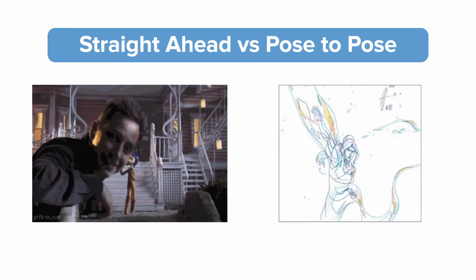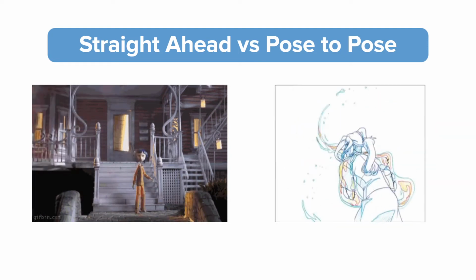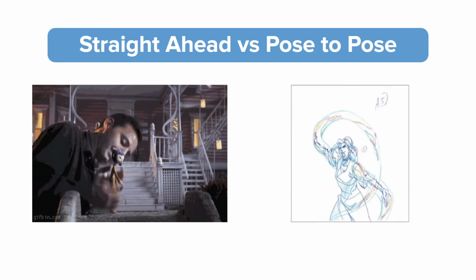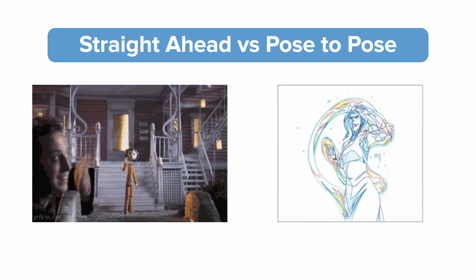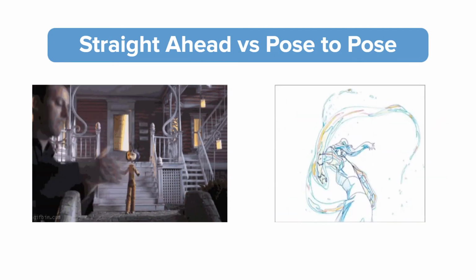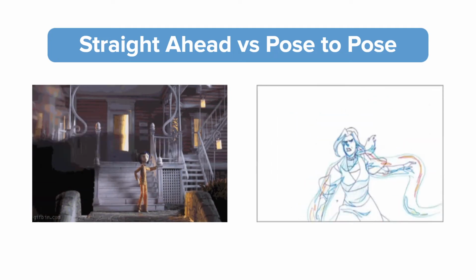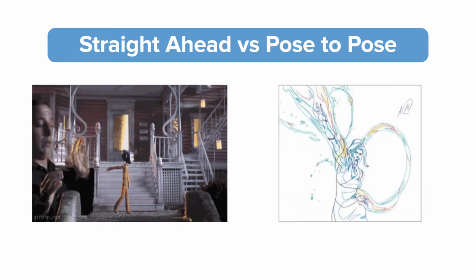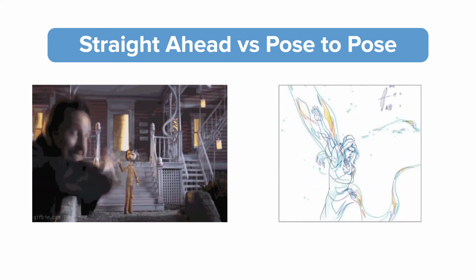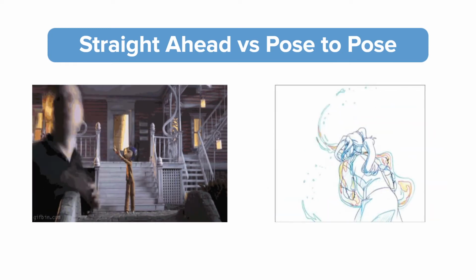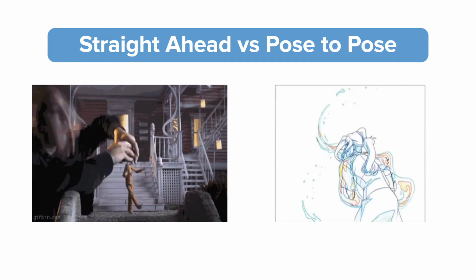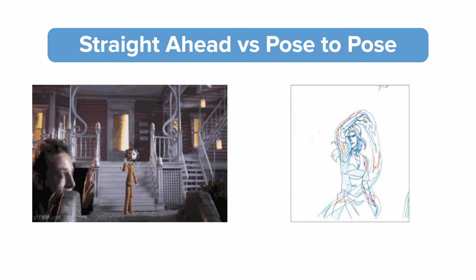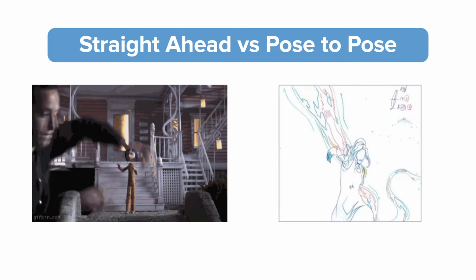Straight ahead animation is when you start at frame 1, make a pose, and then move to frame 2, and make a pose, and 3, and so on, until you finish the whole animation. This is the way stop motion animators have to animate, but it can also be really useful to all other animation mediums as well. Pose to pose animation is when you pose out only your major storytelling poses or keyframes first, and then do the frame by frame in-betweens after. This is like storyboarding your animation.